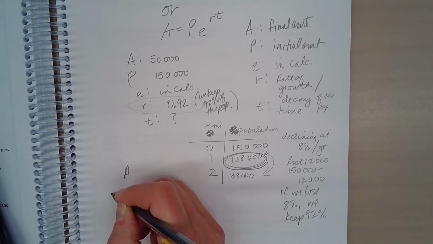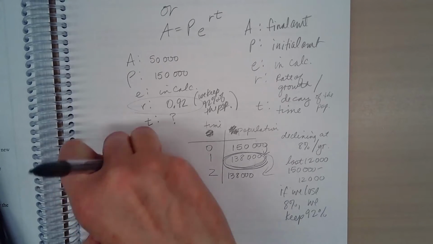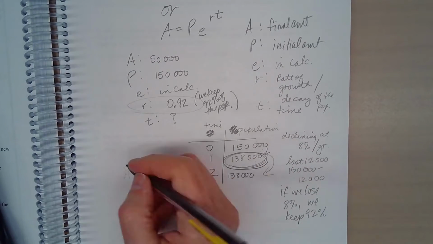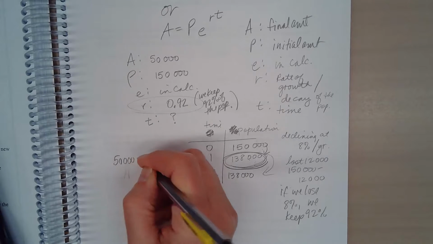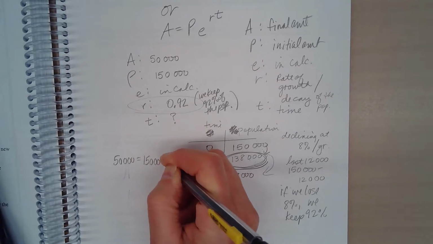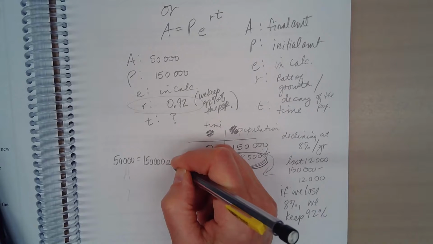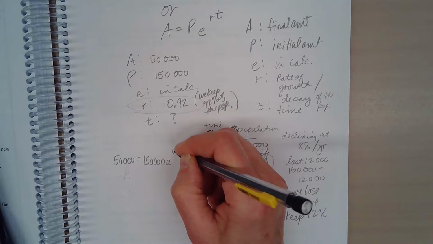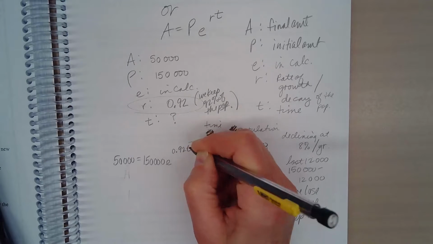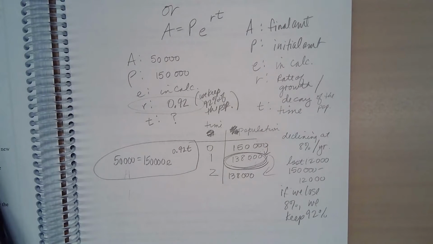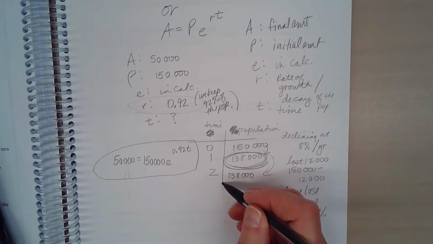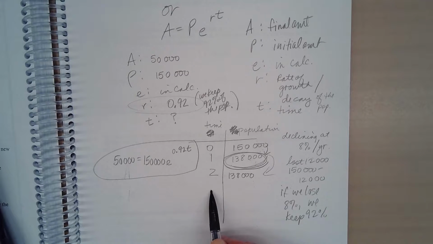50,000 equals 150,000 times e to the 0.92t. And I'm going to solve for t. Now, I could keep doing this until I hit 50,000. The problem, though, is I bet the number of years isn't a whole number. It's probably going to have a decimal in it. So I'll never get my perfect 50,000 using a table of values. That's why you need a formula.